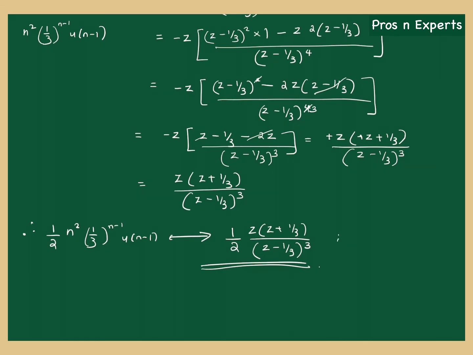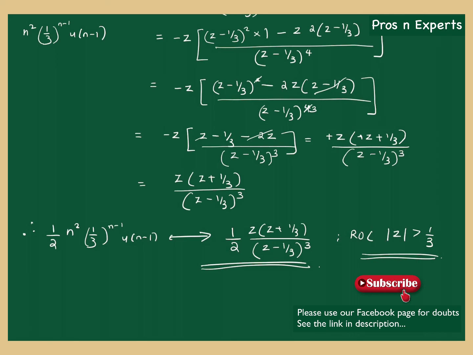Okay, so what is the ROC then? In the denominator we have only z minus 1 by 3, so z equal to 1 by 3 is the pole, and we can see the entire signal is right sided, right? Half n square into 1 by 3 raised to n minus 1 u of n minus 1 is entirely right sided, so the ROC becomes mod z greater than 1 by 3. All right sided signals will have an ROC outer to the outermost pole. Here the pole is 1 by 3, so outer to the circle representing the outermost pole, mod z greater than 1 by 3. So that's the answer.